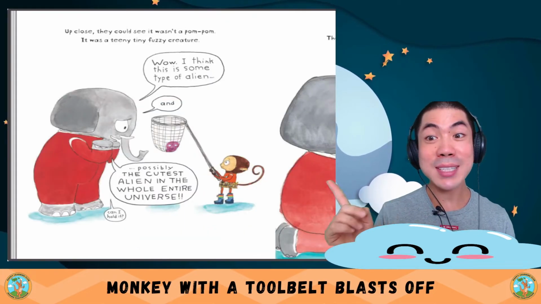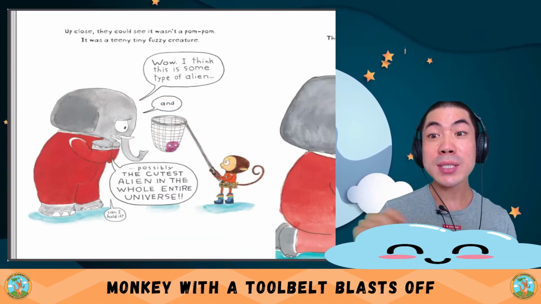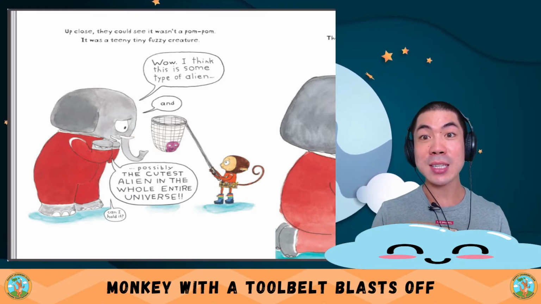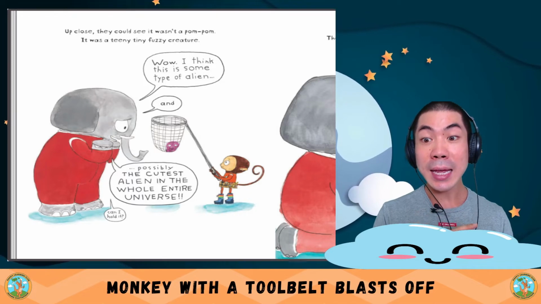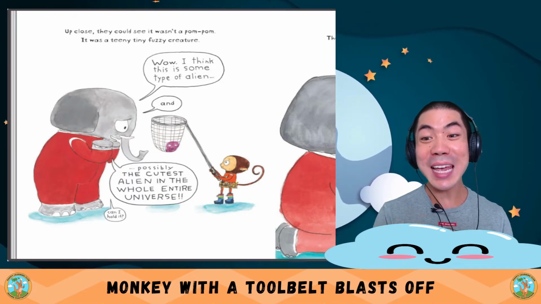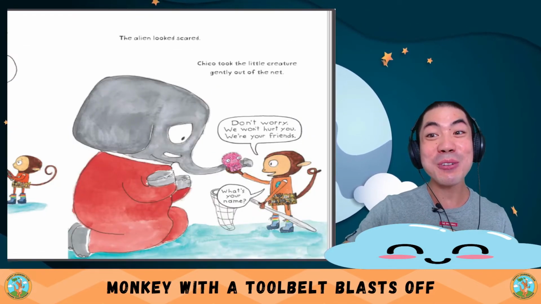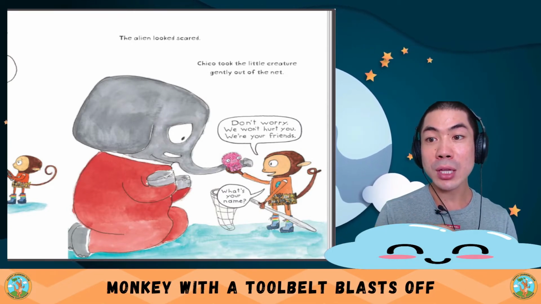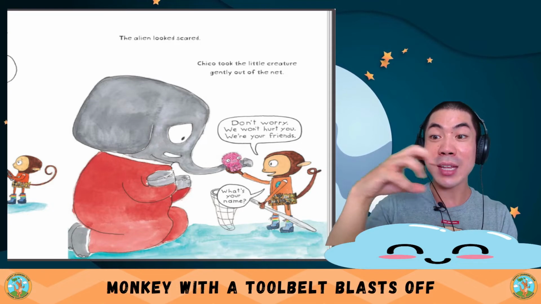Up close, they could see it wasn't a pom-pom. It was a teeny weeny fuzzy creature. Wow, I think this is some type of alien. And possibly the cutest alien in the whole entire universe. The alien looked scared. Chico took the little creature gently out of the net.